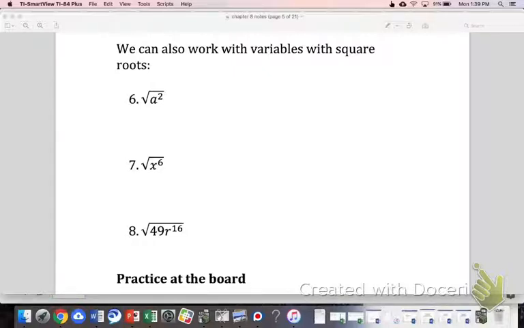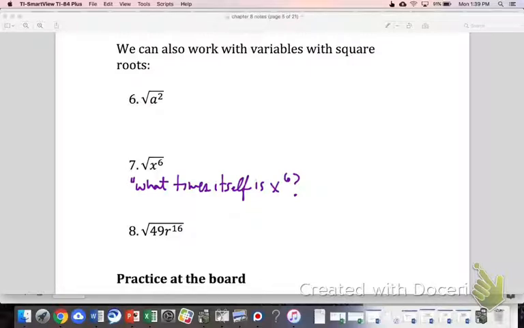So remember that a square root is simply asking yourself what times itself is the radicand. So when I look at number 7 and I see that it's the square root of x to the 6th, what this is really asking is what times itself is x to the 6th? So what times itself is x to the 6th?